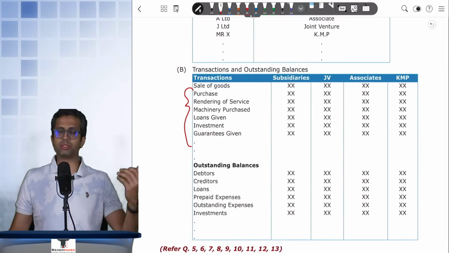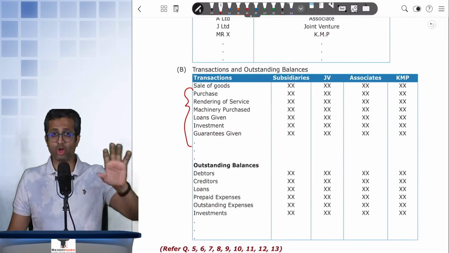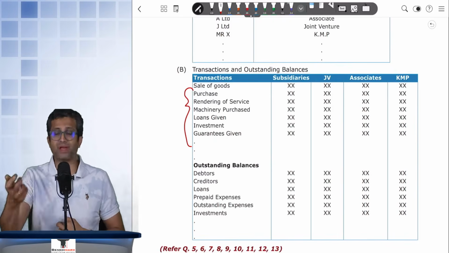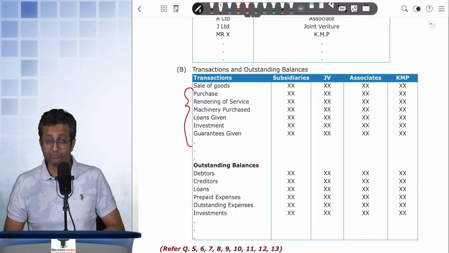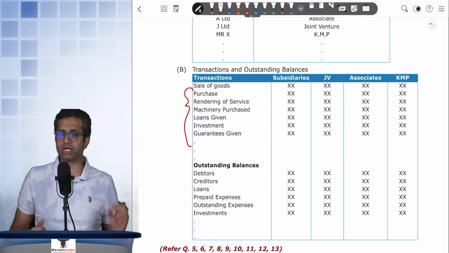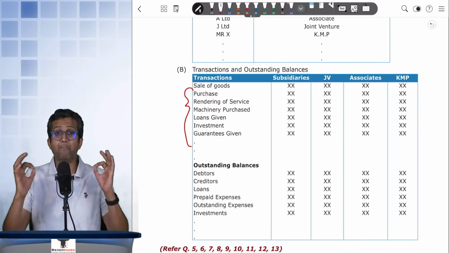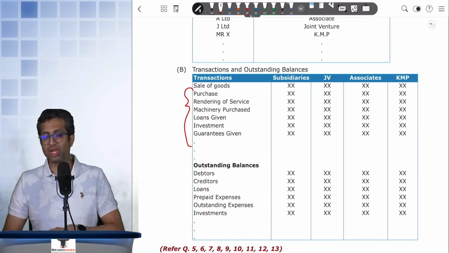And in fact, there may be some transactions like guarantees which are given or guarantees which are taken, which may not necessarily be reflected in my financials. However, the fact that there are transactions, I will still have to show them. That is on transactions. And then there are outstanding balances, which can include debtors, creditors, loans given, loans taken; balance sheet values as on the closing will have to be shown.